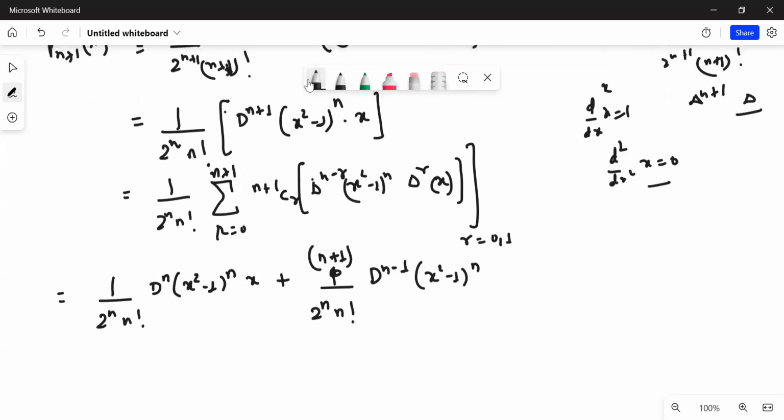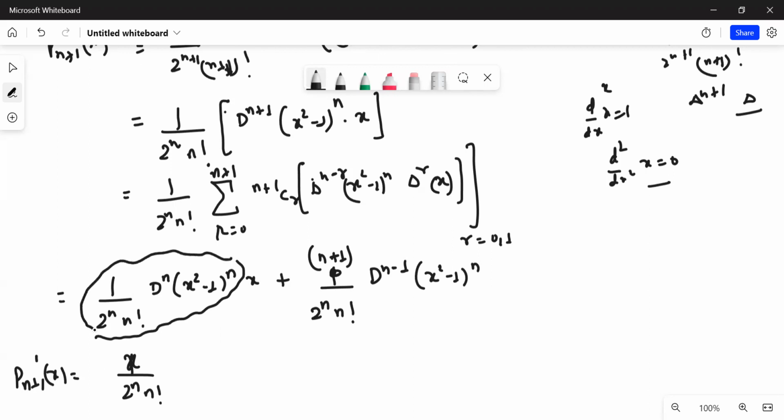So effectively, at the end of the day, P n plus 1 dash x is equal to 1 upon 2 to the power n, n factorial. And if I multiply, this is the undifferentiated x, and this is x square. You just look at this particular term. This is equivalent to writing P n x, isn't it? So what I can do, I can write it as x into P n x plus. And here, I think there is a mistake somewhere.